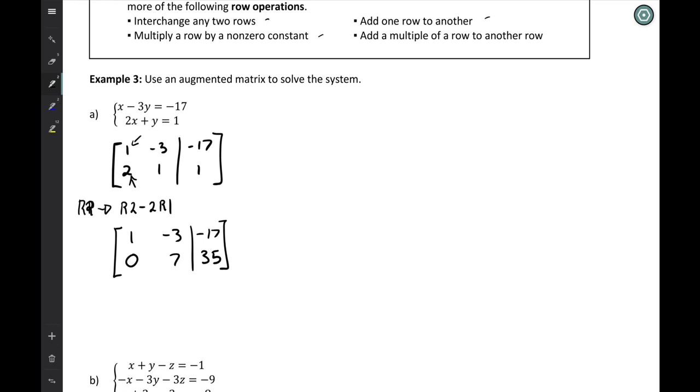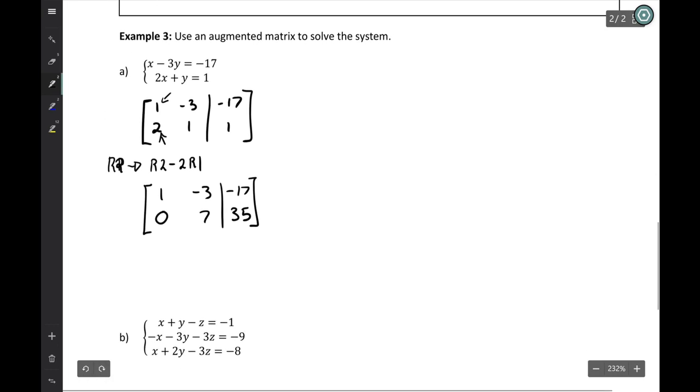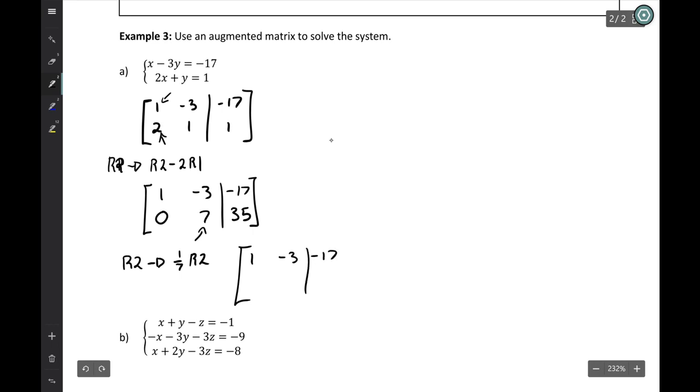Okay, from here I see, if I were to take row 2 and divide it by 7, or multiply by 1/7, I'd have a 1 right here. So let's do that. R2 becomes 1/7 of R2. And that just is, I get 1, -3, -17, 0, 1, and 5 right here.